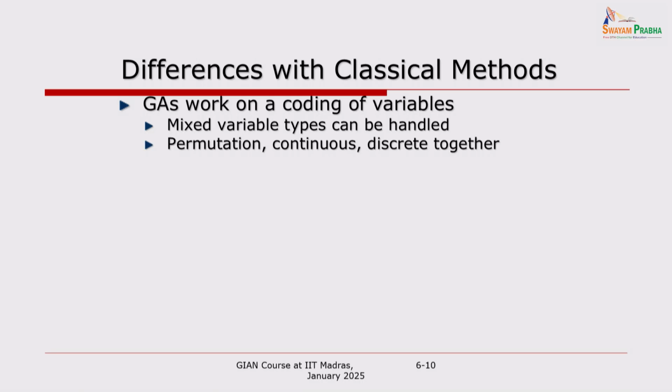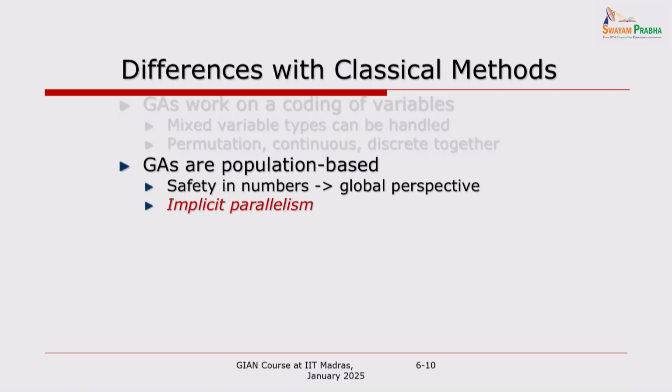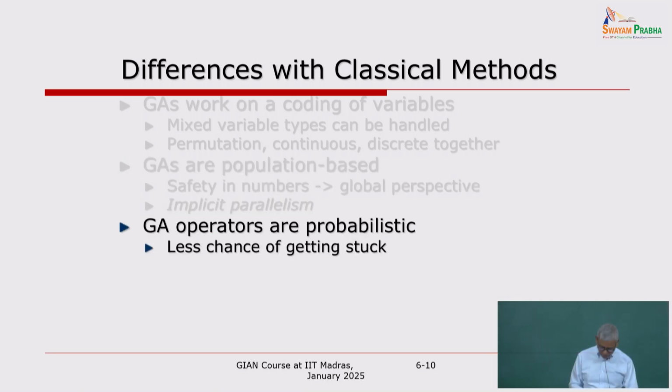First of all, in binary coded GA, we're dealing with a binary coding. Then we have a population, and the classical point methods have only one point. And there is a concept of implicit parallelism that already comes in with these methods, because you are searching different parts of the search space in parallel. So that's the implicit parallelism part.